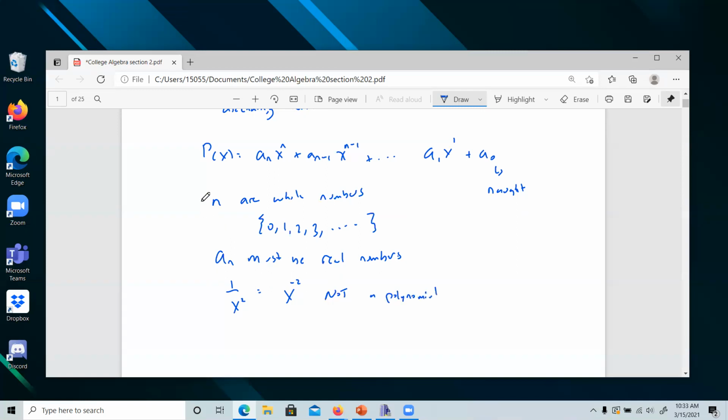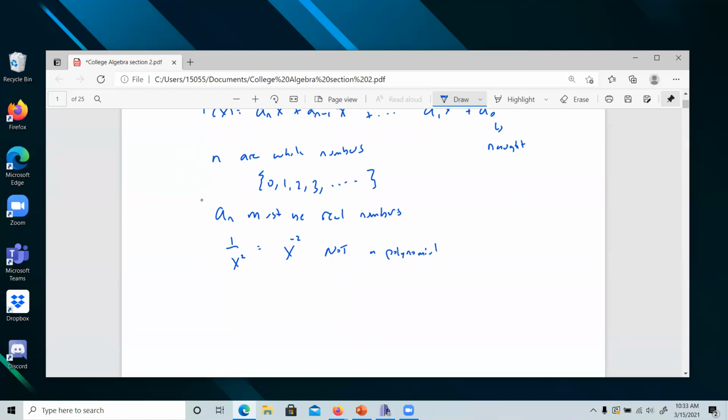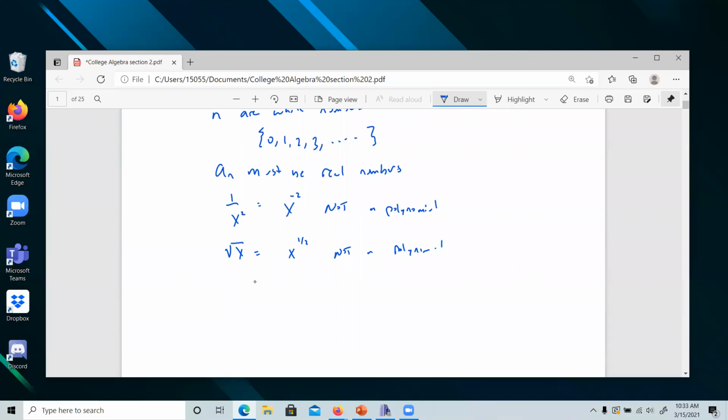If we talk about the square root of x, this is equal to x to the 1/2, not a polynomial. If I have 2 root x, this is not a polynomial, but root 2 times x is a polynomial. Notice the exponent on the x is just a 1, but the thing in front of it could be any real number, and that's fine.